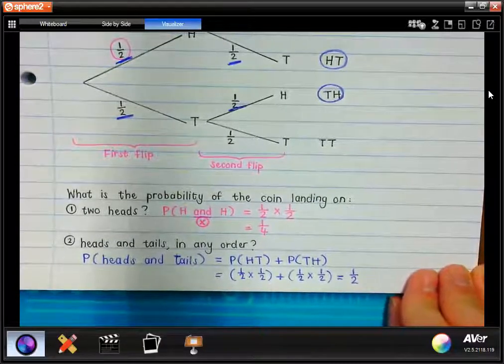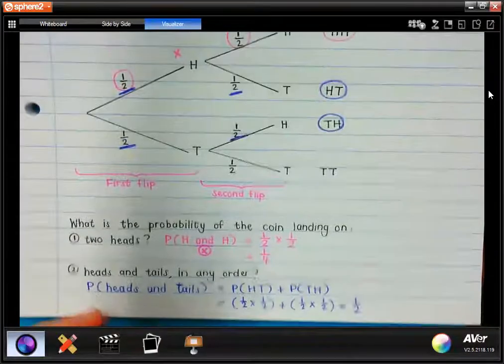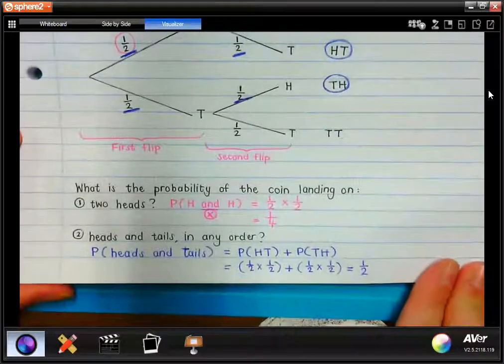Right, I want us to do a different one now that doesn't just have the same numbers. We have different numbers. Okay, are we all done here? Any questions?